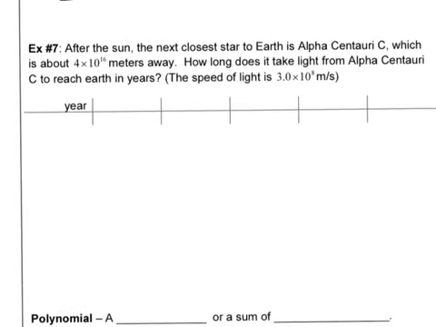Okay, let's read this problem. It says after the Sun, the next closest star to Earth is Alpha Centauri C, which is about 4.4 times 10 to the 16th meters away. How long does it take light from Alpha Centauri C to reach Earth in years? The speed of light is 3.0 times 10 to the 8 meters per second.